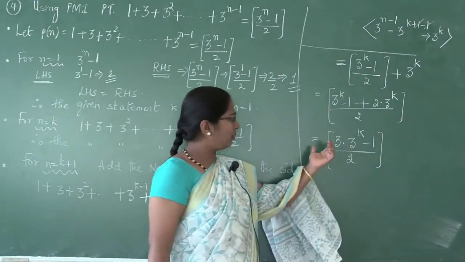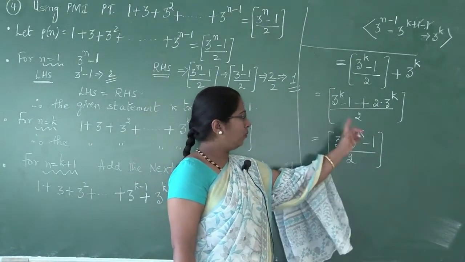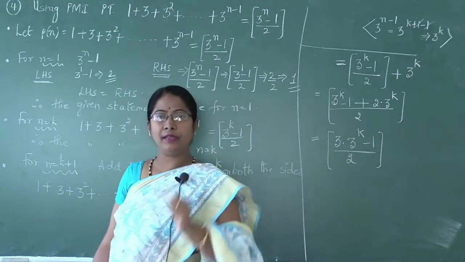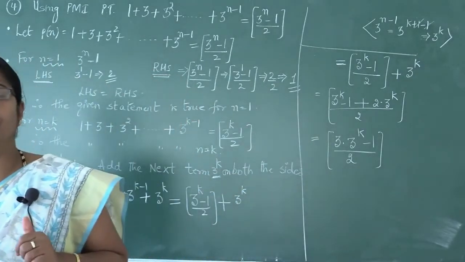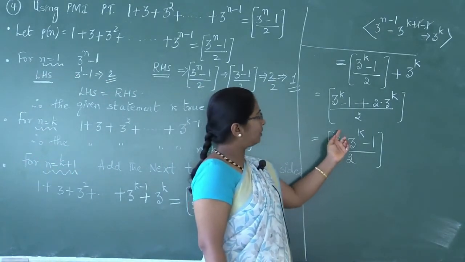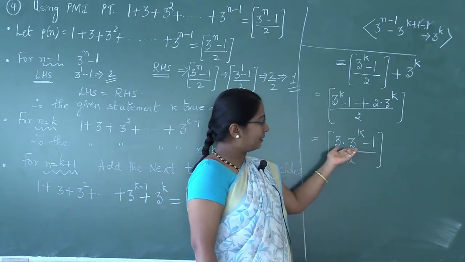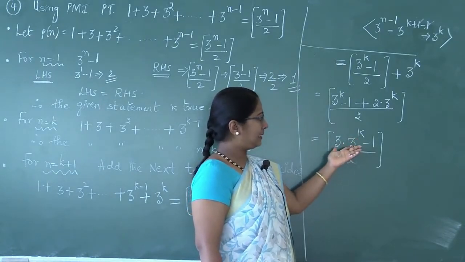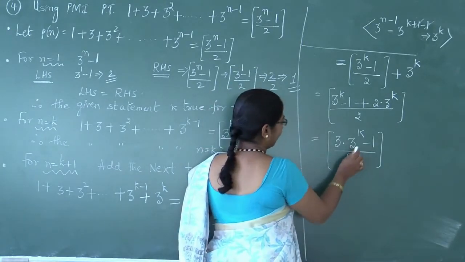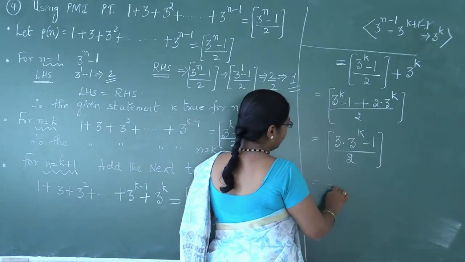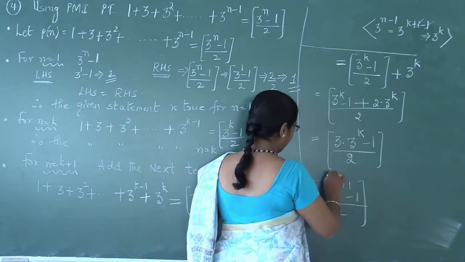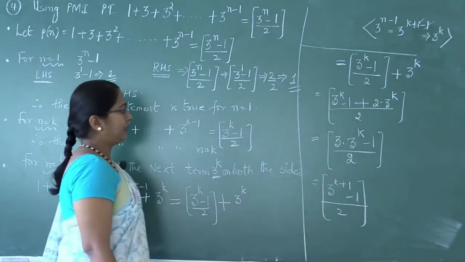Now, observe here. What is the power of 3? 1. What is the power of 3 here? k. If bases are same, powers can be added. The theory of indices chapter states that if bases are same, powers can be added. What is the base here? 3. What is the power here? 1. What is the base here? 3. Power is k. Bases are same, so I can add the powers. I can rewrite this as 3 power k plus 1 minus 1 whole thing divided by 2.